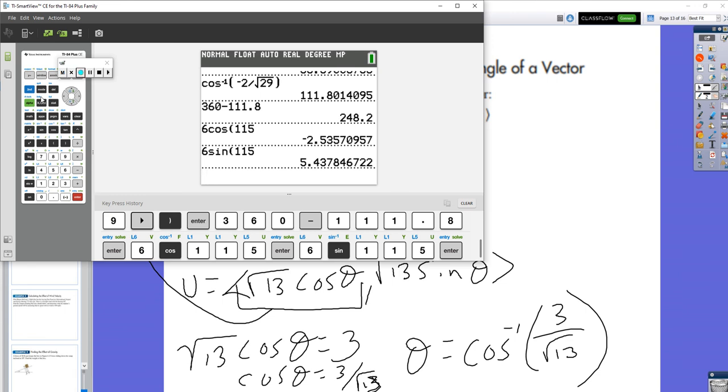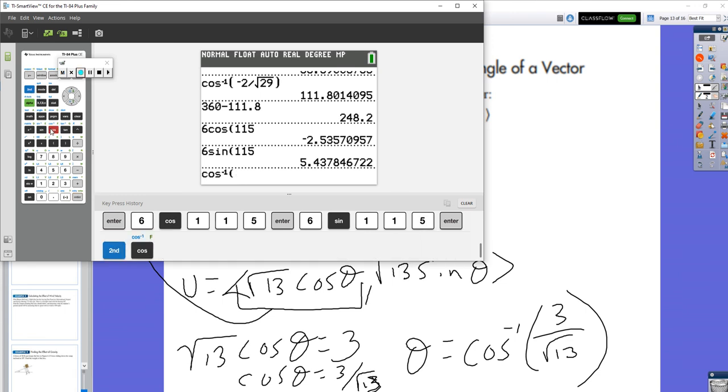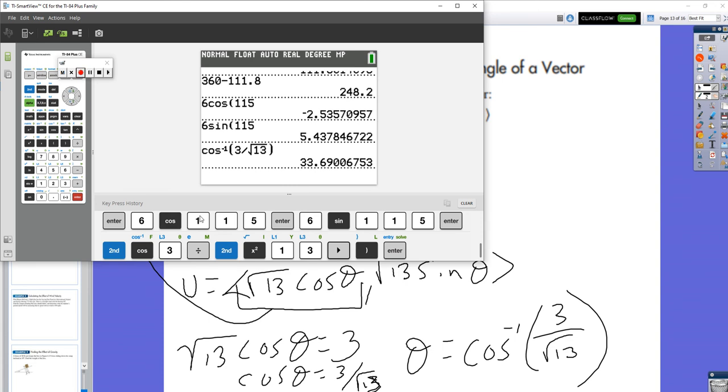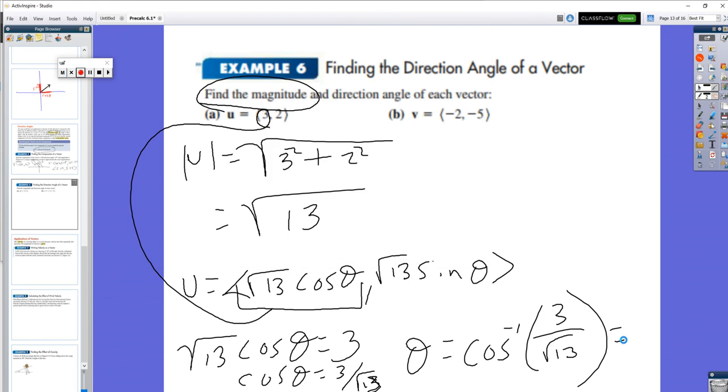So second cosine 3 over root 13. Now it just makes me feel better to close up the parentheses. You get about 33.69, and that makes sense. We're in quadrant 1. This is an acute angle in quadrant 1. This makes sense.